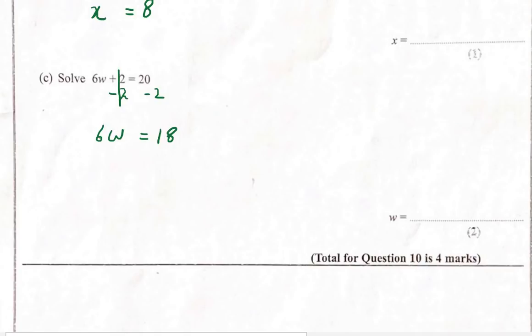Now we do the opposite again. So what's the connection between 6 and w? You got it? It's times. Yeah, it's times. So what's the opposite of times? We divide by 6 here, we divide by 6 here as well. So this is going to be cancelled out. So w equals 18 divided by 6, which is going to be 3. So our answer is 3.